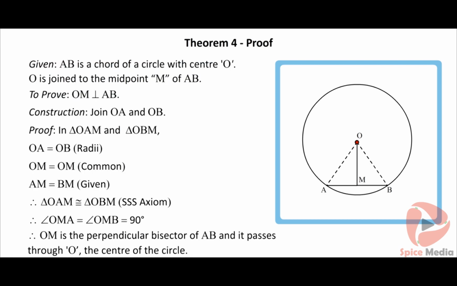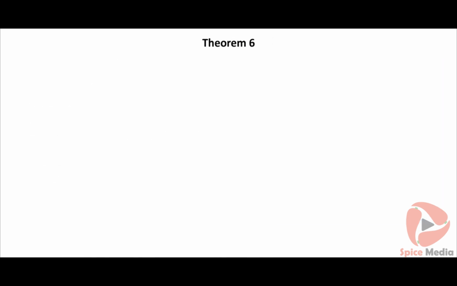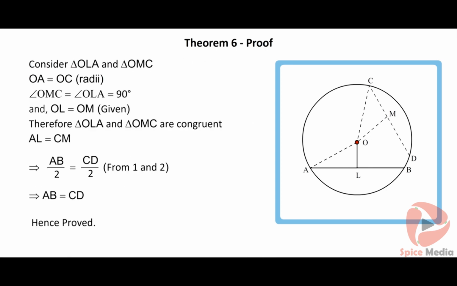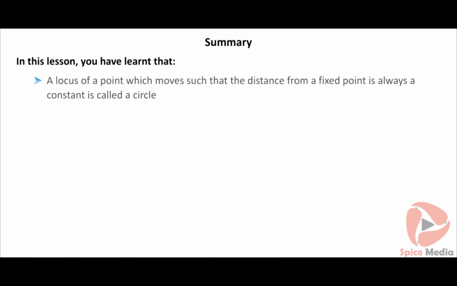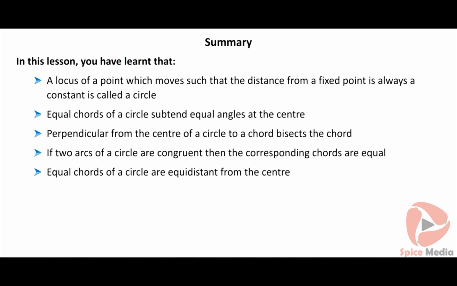Let us prove the next theorem. The perpendicular drawn from the center of a circle to a chord bisects the chord. Click on the proof button to view the proof. Let us see the converse of the previous theorem. The segment joining the midpoint of a chord and the center of a circle is perpendicular to the chord. Click on the proof button to view the proof.